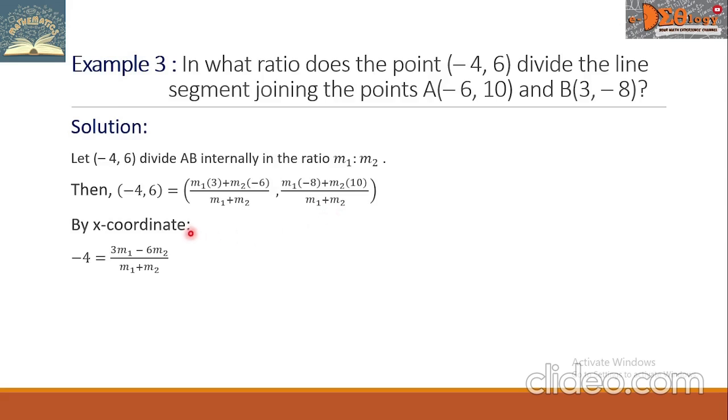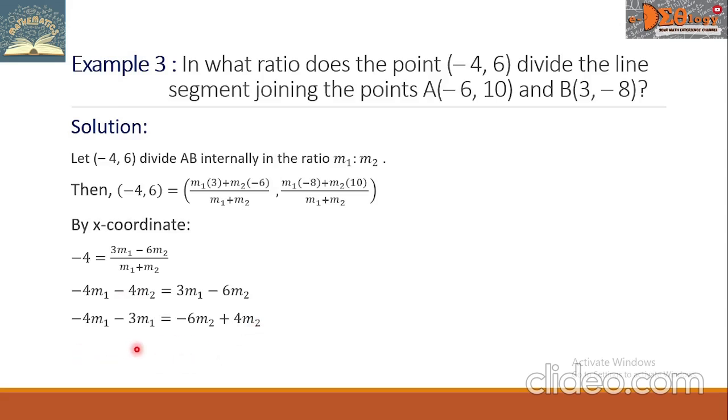Now let us consider the x-coordinate. We take the negative 4, also this fraction we copy here. Then we cross multiply this denominator to the left side value. So the left side becomes negative 4 times m sub 1 minus 4 times m sub 2 equals the numerator of this fraction. Let us simplify this equation by putting all like terms in one side. It means this 3 m sub 1 we transpose to the left. This negative 4 m sub 2 we transpose to the right. And it becomes like this.